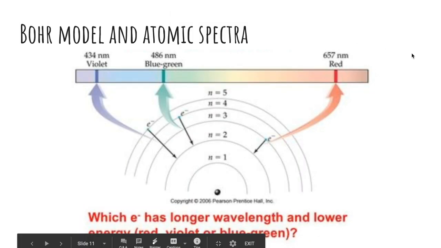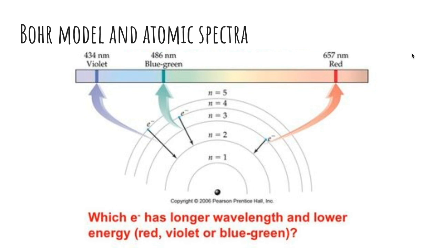The next thing I want to talk about is the Bohr model of the atom and atomic spectra. So basically, this is part of a Bohr model of an atom. We have the nucleus here, first energy level, second energy level, third energy level, fourth and fifth. That's what the n's represent.